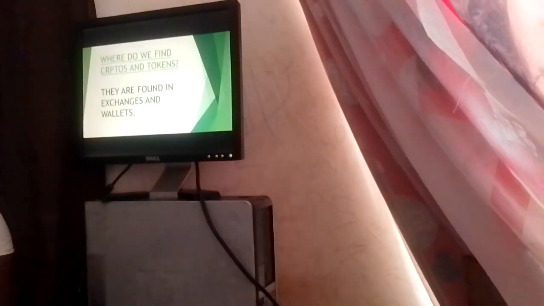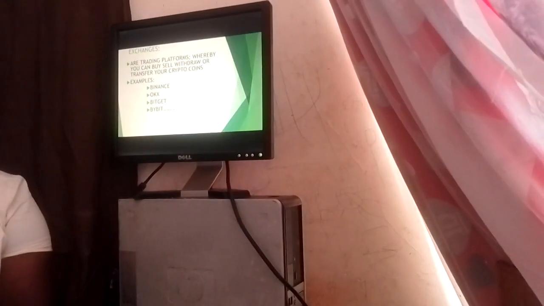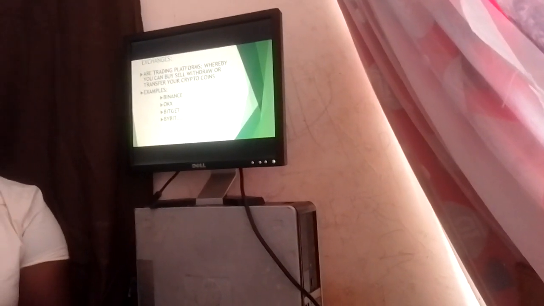So where do we find these cryptos and tokens? Cryptos and tokens are found in exchanges and wallets. We will be able to expound more on exchanges and wallets as we continue. Exchanges in this scenario are trading platforms whereby you can buy, sell, withdraw, or transfer your crypto coins. Examples of exchanges are Binance, OKX, BitGet, Bybit, MEXC, and Bitmart. Those are just some of the examples of the exchanges that are in the market.